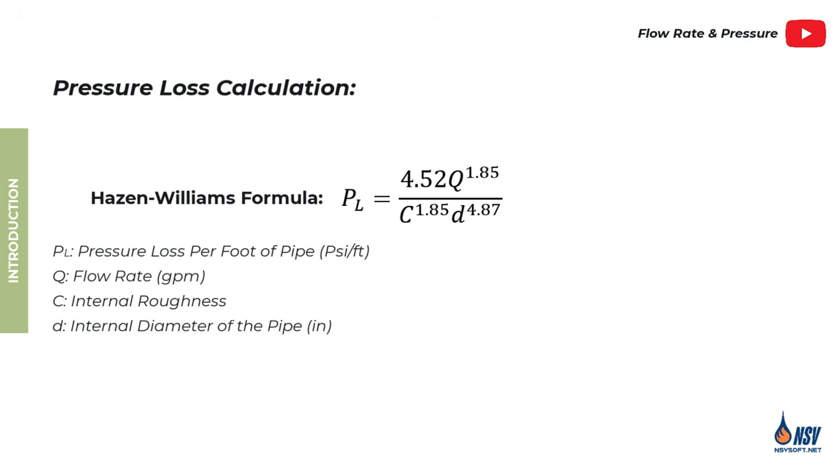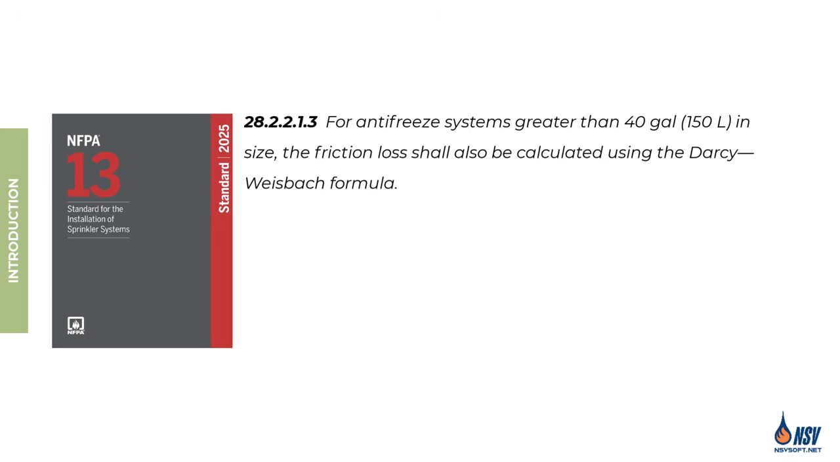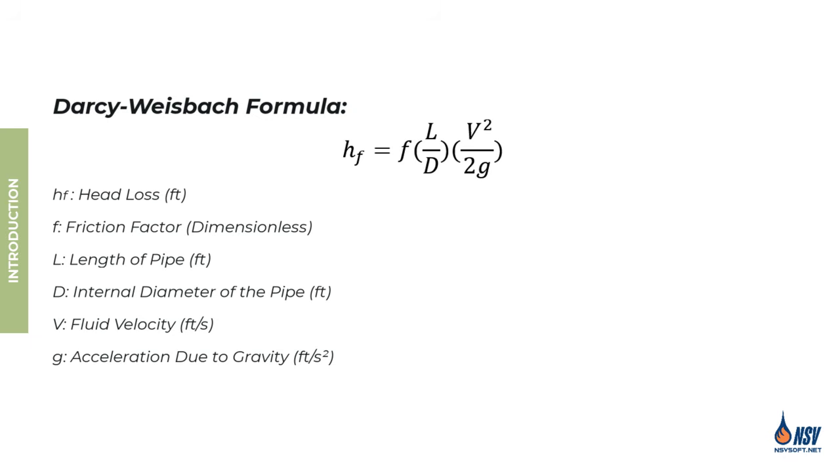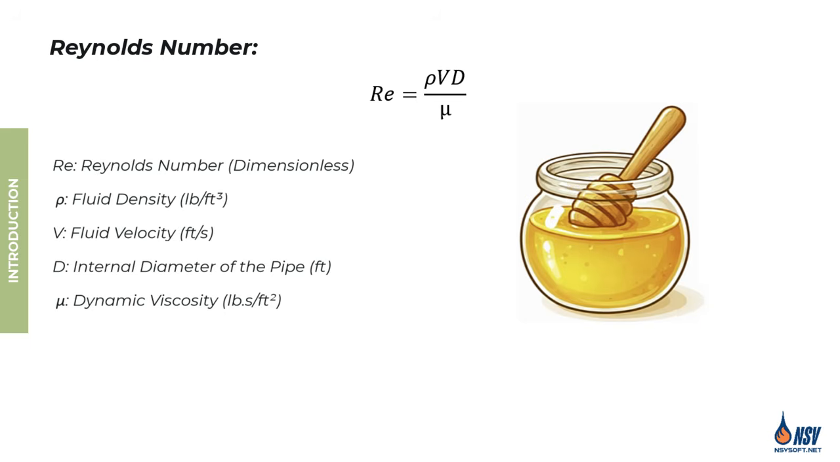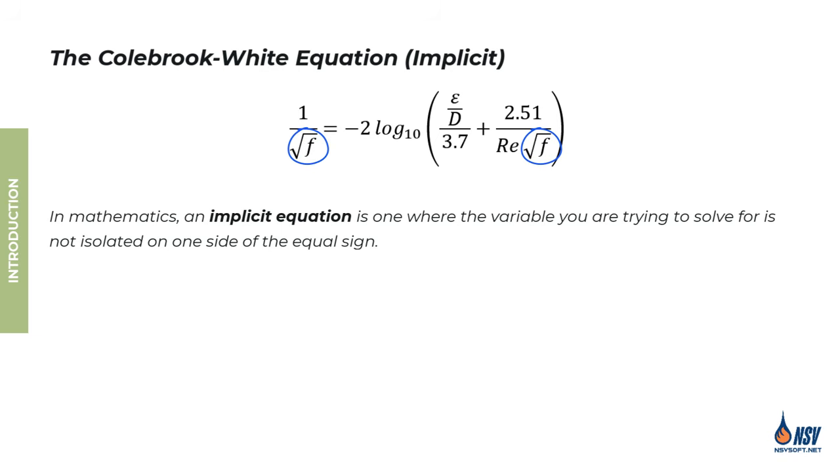In the previous videos, we explored the Hazen-Williams formula for determining pressure loss in pipes. The Darcy-Weisbach equation is another important method, and according to NFPA 13, it must be used for anti-freeze systems exceeding 40 gallons in volume. NFPA 11 also requires the use of this equation to calculate friction losses in piping that carries foam concentrate. Although the Darcy-Weisbach equation is more accurate than Hazen-Williams, it is also more complex to apply. In this video, we will become familiar with the Darcy-Weisbach equation and learn how to use it effectively.